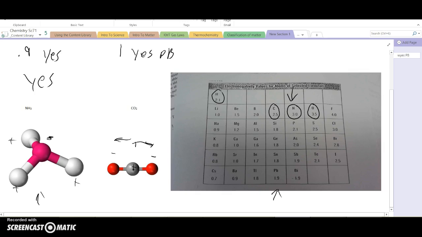But if I look at the definition, I do not have one side that is slightly negative and the other side being slightly positive. In this case, both ends of my molecule are negative. So this is not a polar molecule because it does not have one end that is positive and one end that is negative. In this case, that's because of its linear molecular geometry.